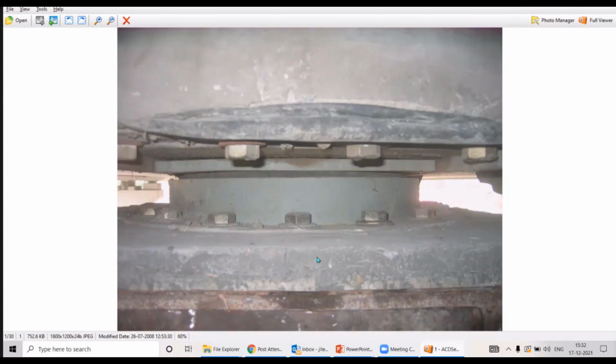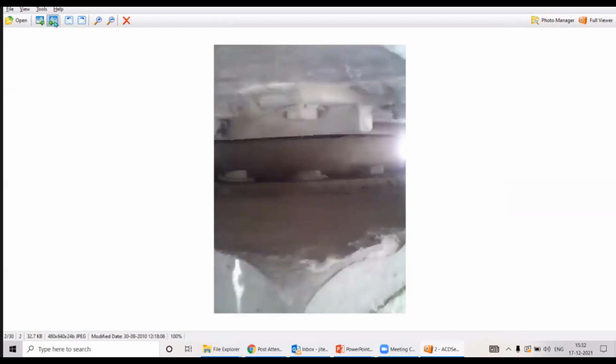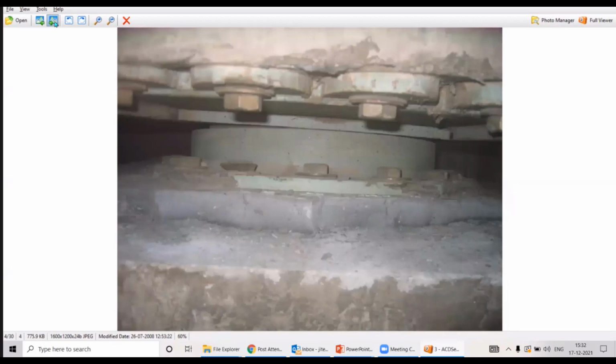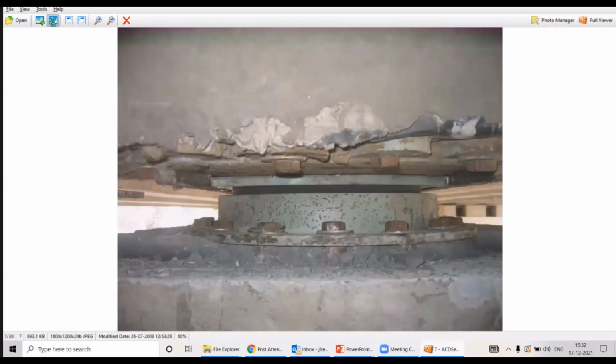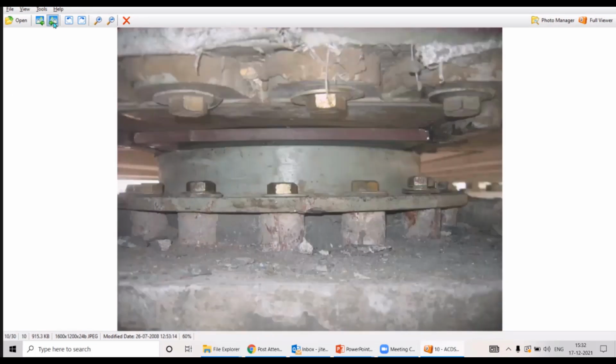We went to the job site and started doing the investigation. So let's say this is the situation of the bearing looking from the outside. This is the pedestal grout material. Then we started digging out the grout material. We started chipping it out, removing the grout material, and we removed the grout up to here.